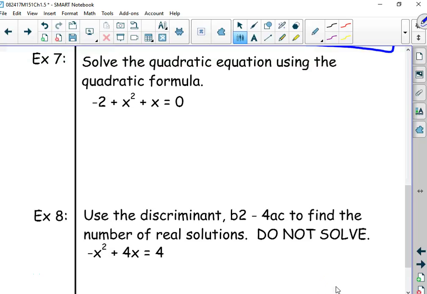All right, solve the quadratic equation using the quadratic formula. Hey, by the way, you don't have to memorize this formula. I'm going to write it down so I have it. X equals negative b plus or minus the square root of b squared minus 4ac, all over 2a.